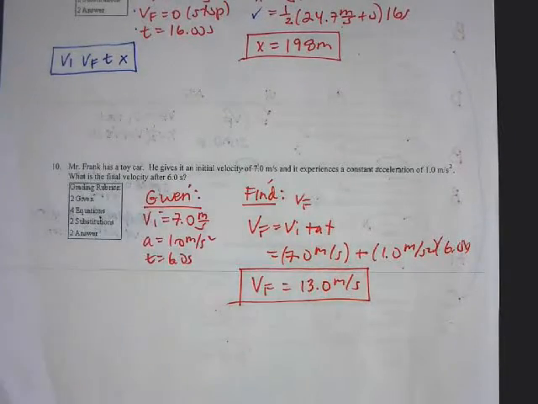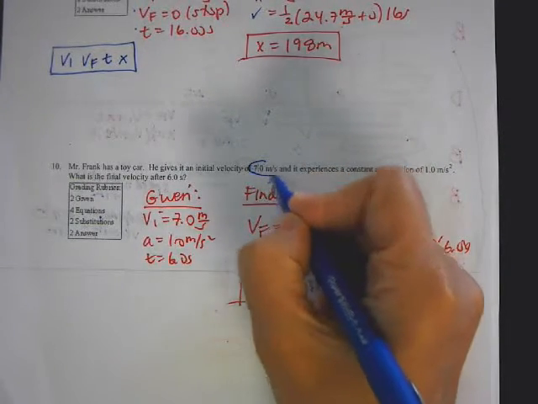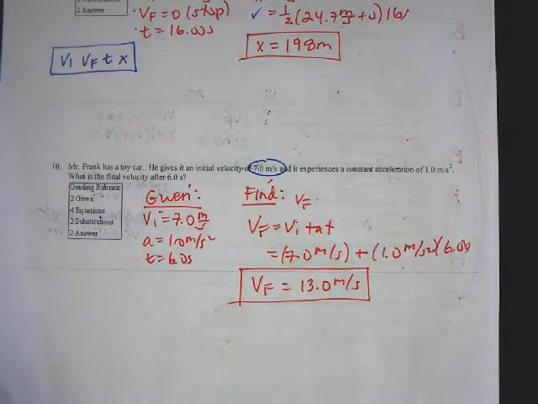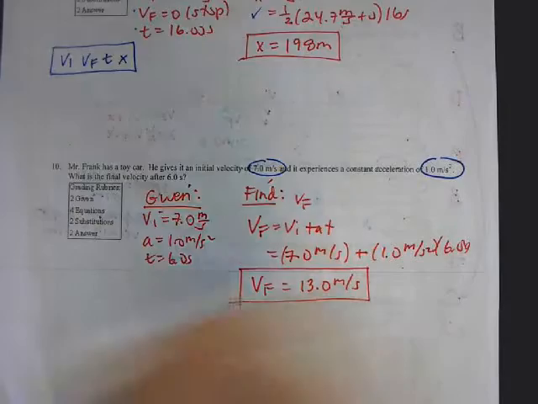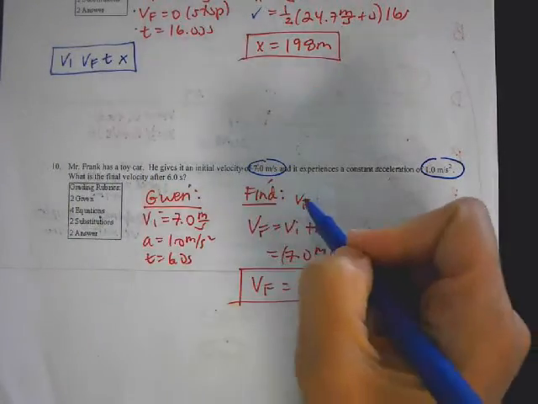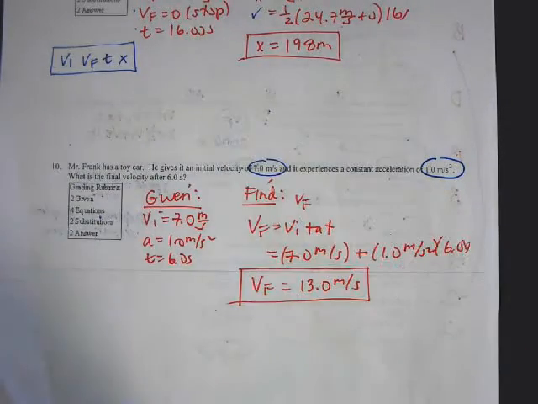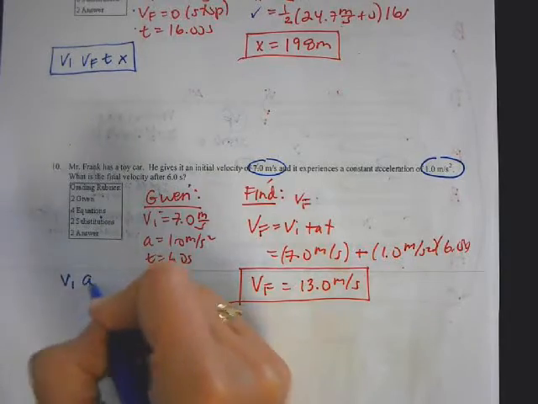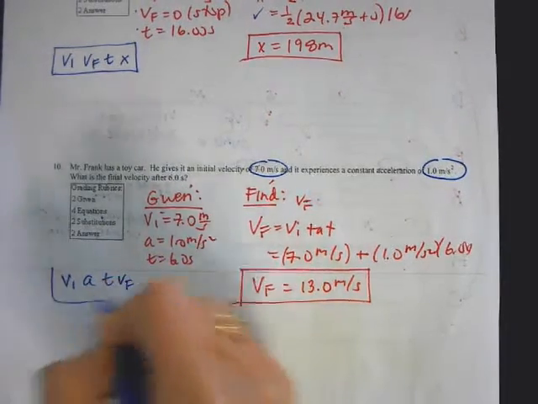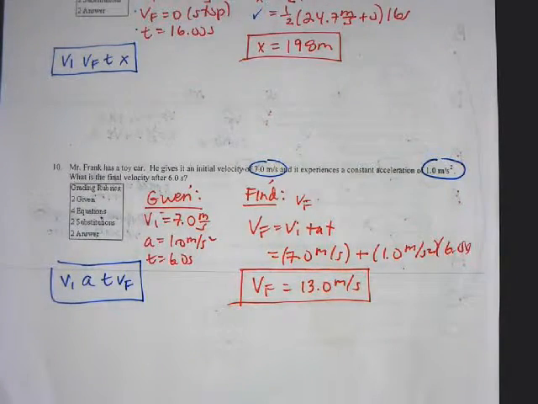The next one says Mr. Frank has a toy car. He gives it an initial velocity, so again, this is VI, and it experiences a constant acceleration, so this is A. What is the final velocity? So I want to find VF after 6 seconds. I have VI, I have A, I have t, and I want to find VF. Now I'm going to say VI, A, t, and VF. Which equation has those 4 variables? And again, people missed this question because they didn't know their equations. So you have to study the equations.